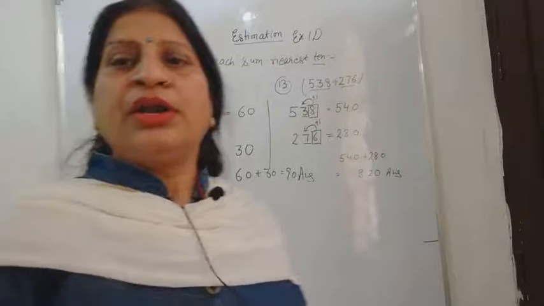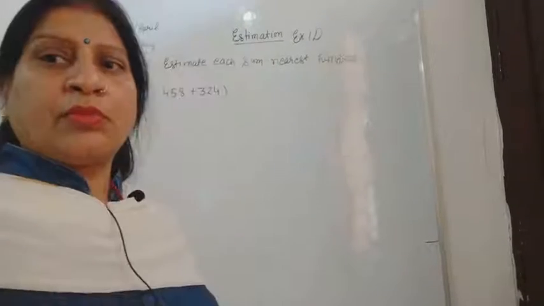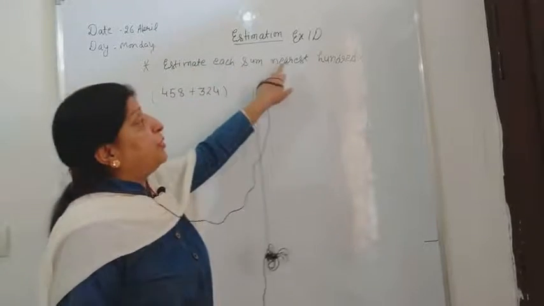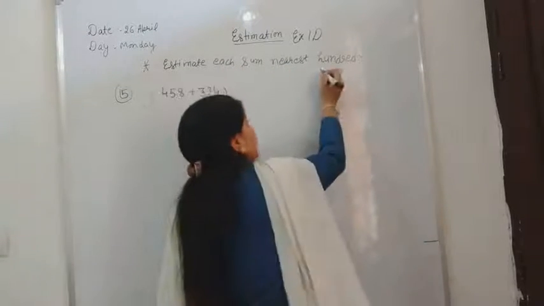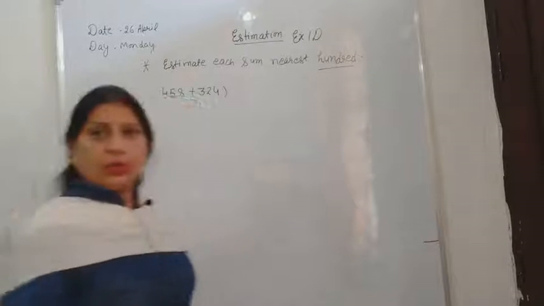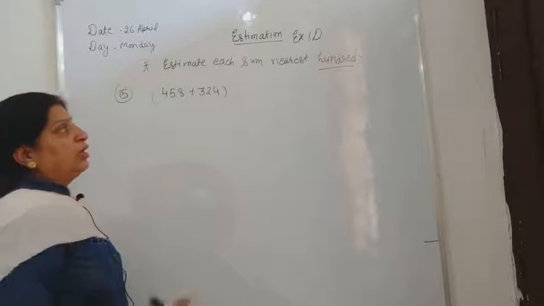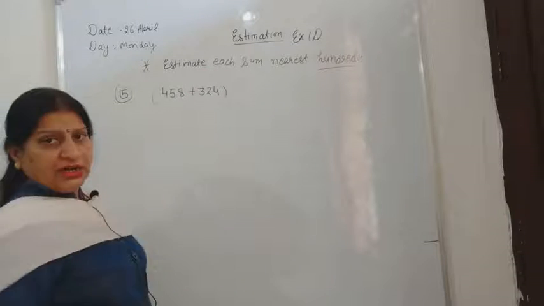Clear this one? Now we start our next question. In the next question, estimate each sum to the nearest 100. हमें estimate करना है किसको? 100 को. Again, our question is the same, only the estimation place is different.